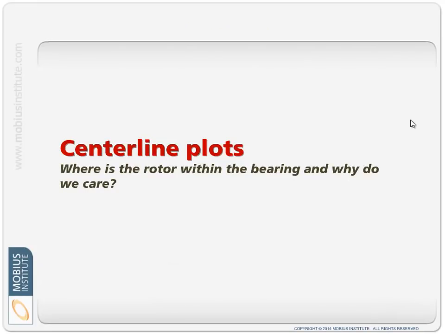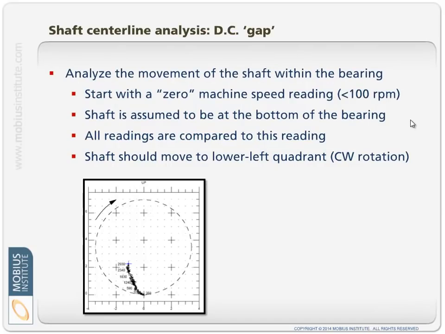let's talk about the centerline plots. First thing to mention is that everything that we've talked about in relation to orbits tells us what the center of the shaft is doing. You know, is it circular motion, elliptical motion, and so on. But we don't know where it is doing it. Is that motion in the center of the bearing? Is it in the upper right, lower left, and so on? That matters. That really matters.